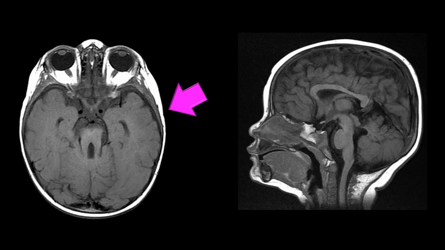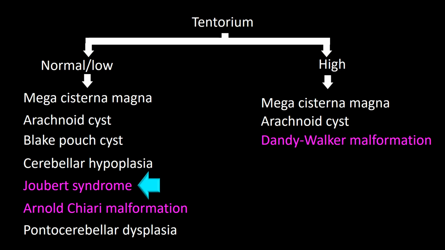As you can see in this MRI, the structure pointed by the arrow looks like a molar tooth. The structure now pointed in the sagittal MRI, with a little imagination, looks like bat wings. That concludes our discussion of Joubert syndrome. Another cerebellar formation defect with low tentorium is Arnold-Chiari malformation.